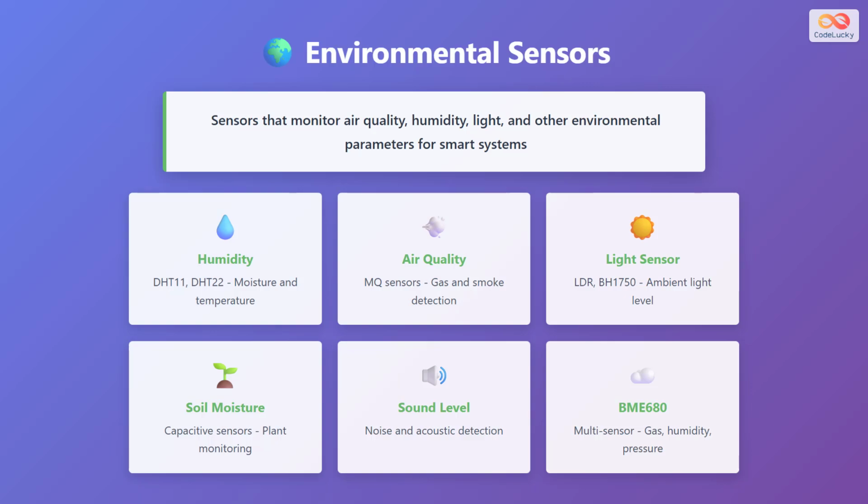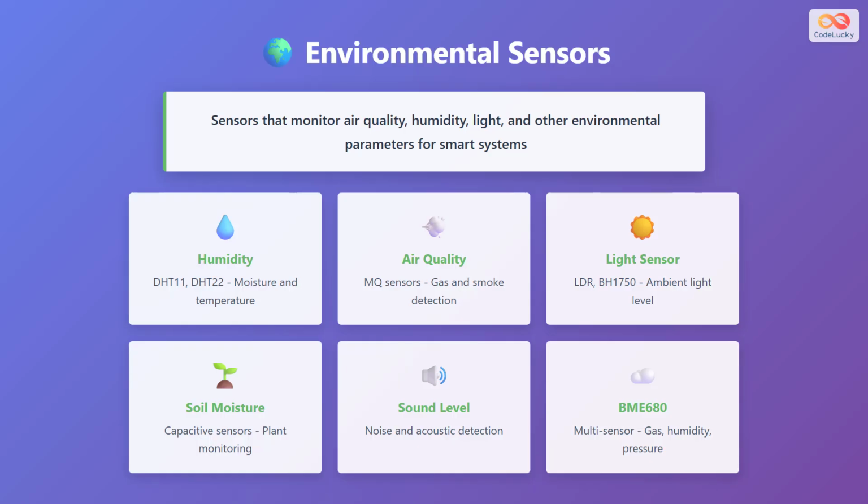Environmental sensors monitor air quality, humidity, light, and other atmospheric parameters that are critical for smart systems. Humidity sensors like the DHT11 and DHT22 measure moisture levels and temperature, making them useful for climate control applications. Air quality sensors from the MQ series detect various gases and smoke, helping you monitor indoor and outdoor air quality. Light sensors including LDR and BH1750 measure ambient light levels, enabling automatic brightness adjustment in smart home systems.